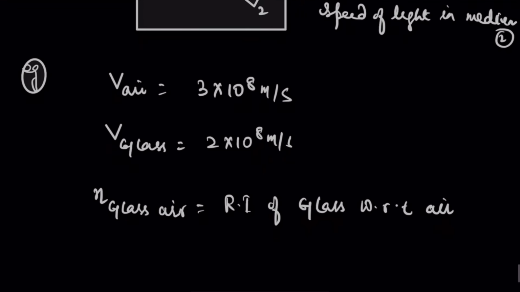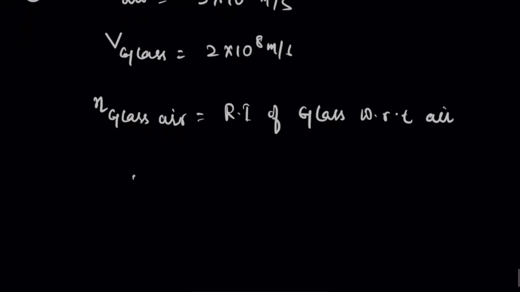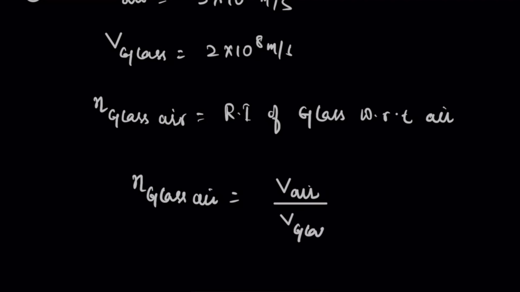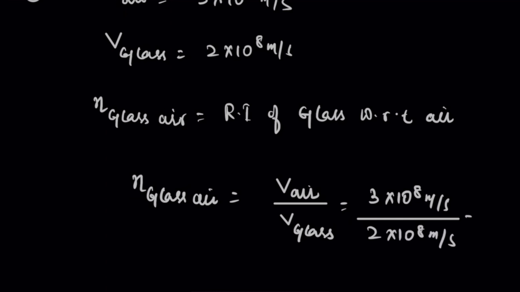So we can use the formula n glass air is equal to speed of light in air by speed of light in glass, which is 3 into 10 to the power 8 meter per second by 2 into 10 to the power 8 meter per second. So if we solve it, it will come 3 by 2, which is 1.5.